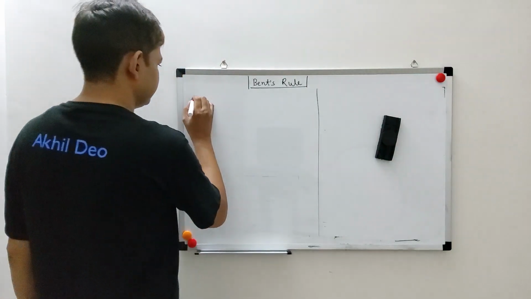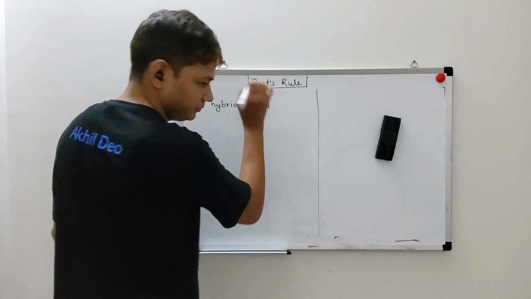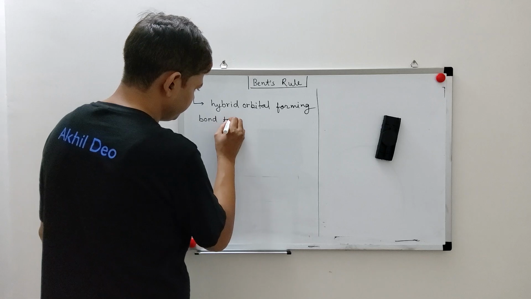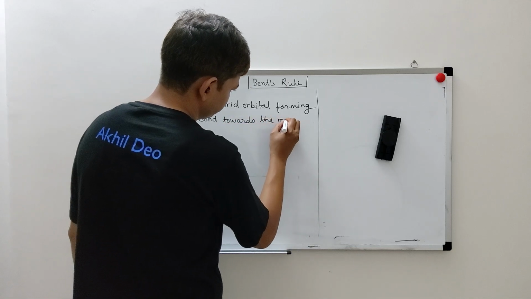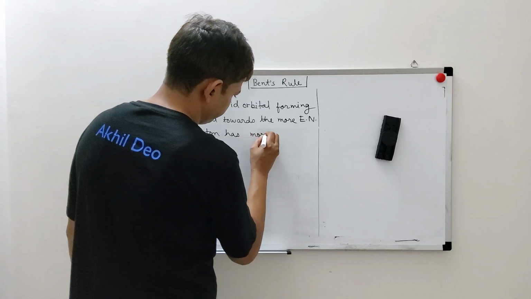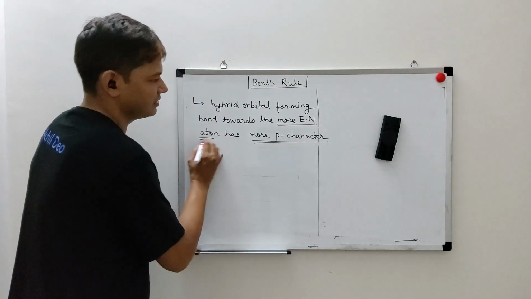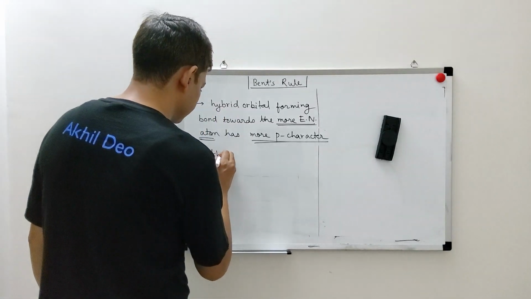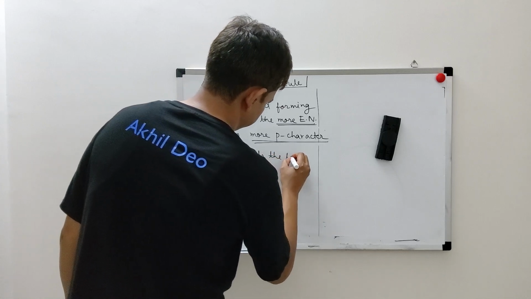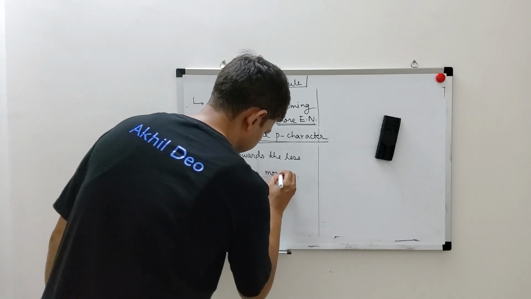Let me write this. The statement is: the hybrid orbital forming a bond towards the more electronegative atom has more p character, and that towards the less electronegative atom has more s character.